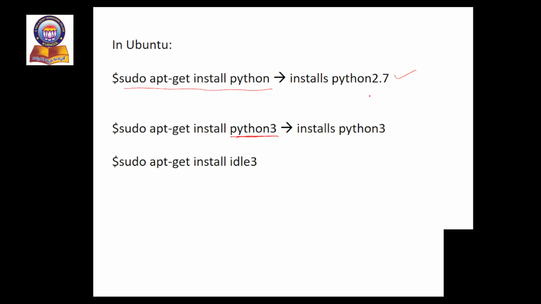The main difference between Python 2.7 and Python 3 is that some of the features are deprecated in Python 2, and some extra features and libraries are included in Python 3. If you want to install IDLE, in Windows it comes along with the Python installation, but here you have to use sudo apt-get install idle3. You can either go to the software center of Ubuntu and download from there, or use this command in the command prompt of Ubuntu to download IDLE.